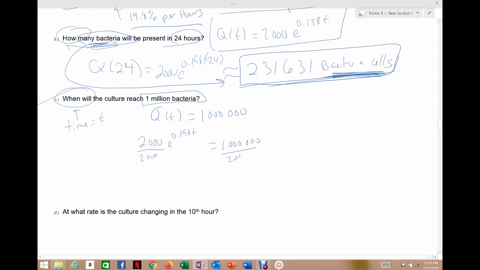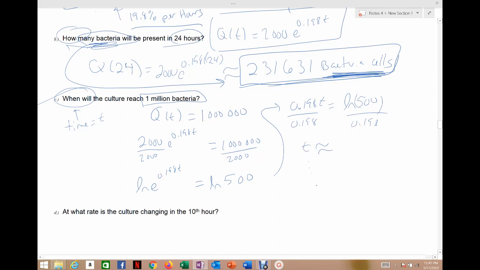Alright, so first thing, when we divide out the 2,000, now this fraction, remember, we're never round, but this one actually simplifies nicely. When I take 1,000,000 divided by 2,000, it simplifies to 500. And this side's my E term. And then I take the natural log of both sides. Alright, so I'm going to be left with the 0.198 times time equals the natural log of 500. And then divide by the k. Right, and then round again.